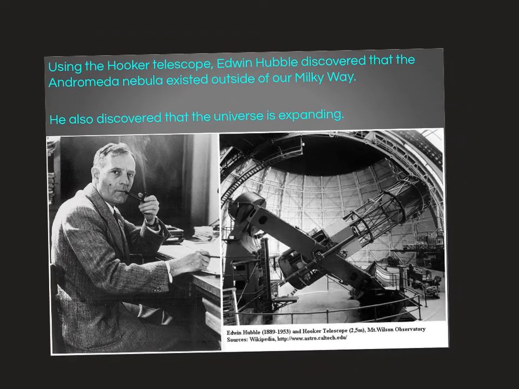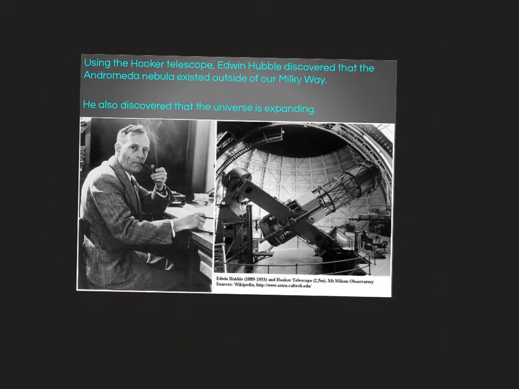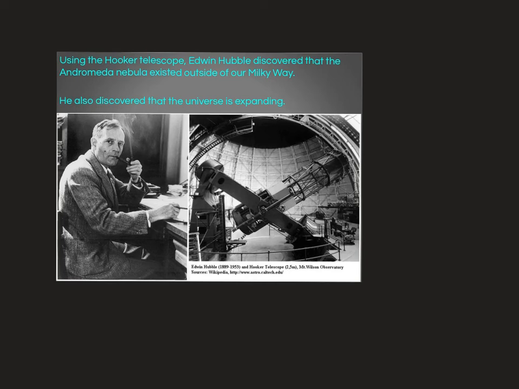Using the Hooker telescope, Edwin Hubble discovered that the Andromeda Nebula existed outside of our Milky Way, and that's a pretty astounding discovery. At the time, we didn't know if there was anything beyond that. He also discovered that the universe is expanding, and we start getting into this thing called the Hubble constant, which is the expansion rate of the universe. It was his life's long work, and it was the impetus for a lot of his want to keep observing the universe and look at the shape and the cosmic evolution and what the ultimate fate of our universe would appear to be.